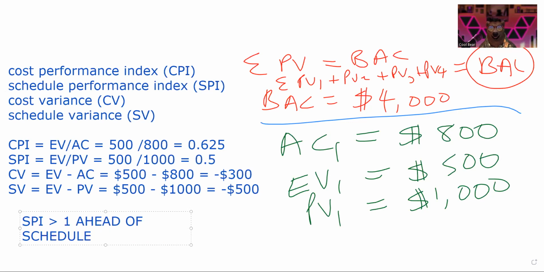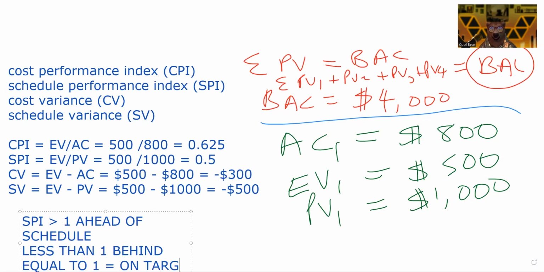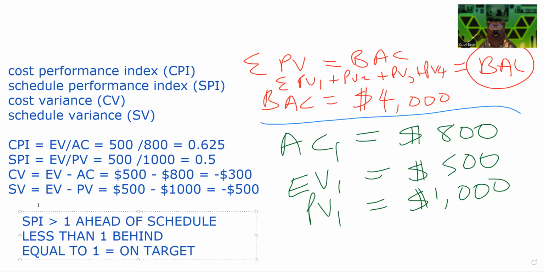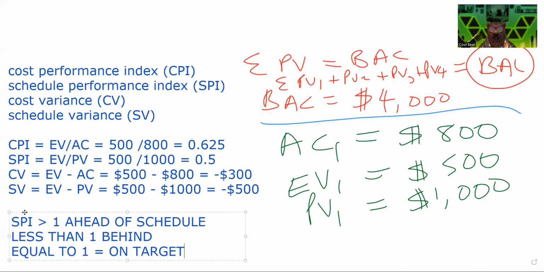If it's less than 1, you are behind schedule. And if it's equal to 1, you are right on target. Equal to 1, on target. And that's really what the numbers mean. So in this case, the cost performance index and the schedule performance index are less than 1.